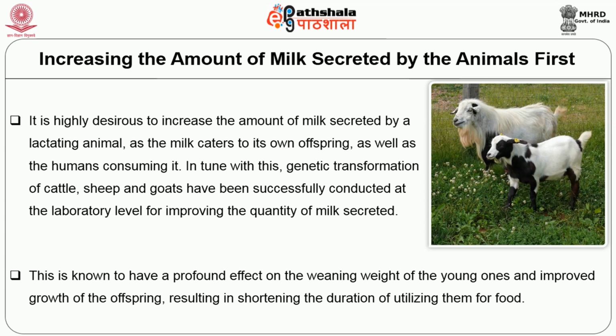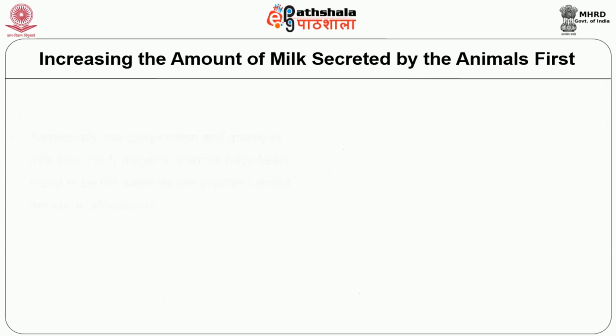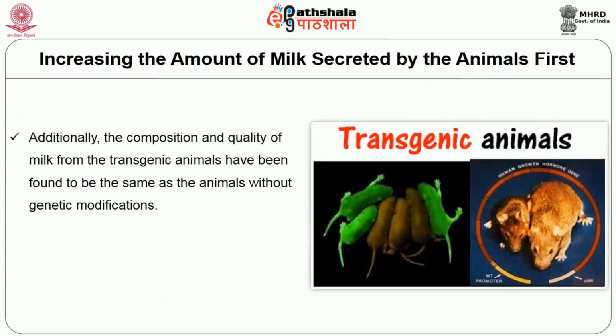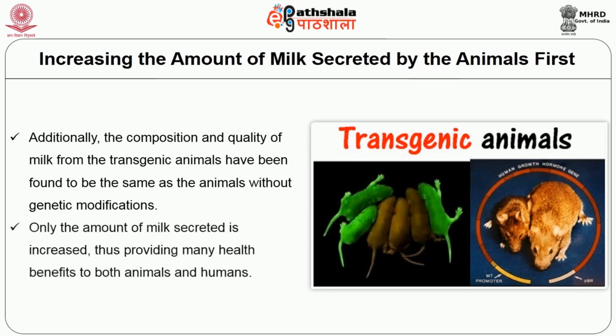This is known to have a profound effect on the weaning weight of the young ones and improved growth of the offspring, resulting in shortening the duration of utilizing them for food. Additionally, the composition and quality of milk from the transgenic animals have been found to be the same as the animals without genetic modifications. Only the amount of milk secreted is increased, thus providing many health benefits to both animals and humans.